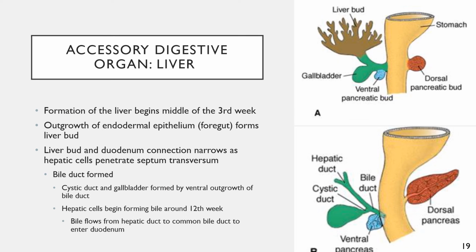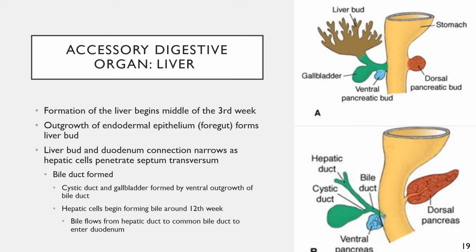All right, so lastly, I'm going to talk about biliary atresia. In order to understand this condition, we'll first talk a little bit about the formation of the bile ducts. So the formation of the liver begins in the middle of the 3rd week as an outgrowth of endodermal epithelium to form the liver bud. From the foregut, the liver bud and duodenum are connected, and cells go through the septum transversum, which narrows the connection between the two to form a bile duct.